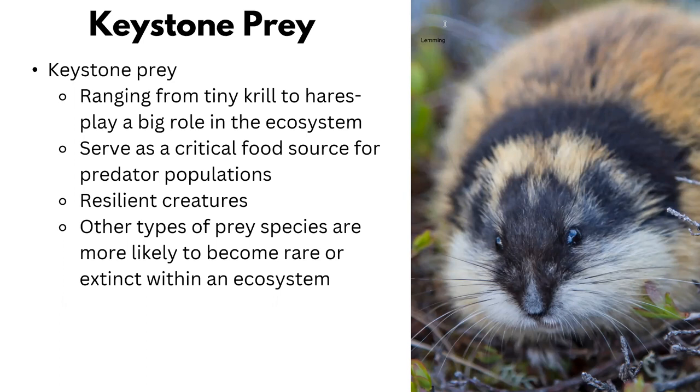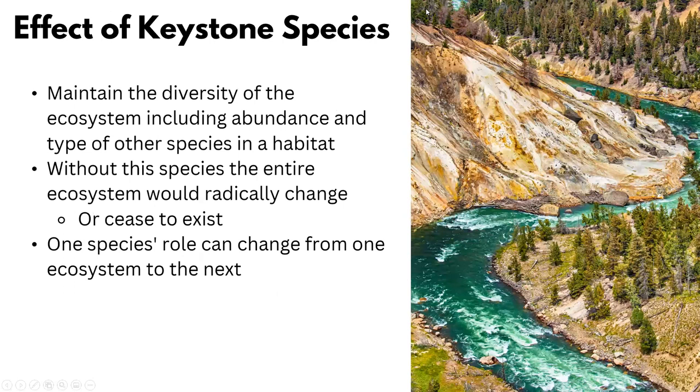All right. So what are the overall effects of our keystone species? We can talk about how important they are, but what do they do when we break it down? What do they actually do? They maintain habitat and the diversity of the ecosystem because of their abundance and the other types of species in that habitat. They're also nearly always a critical component within the local food web.